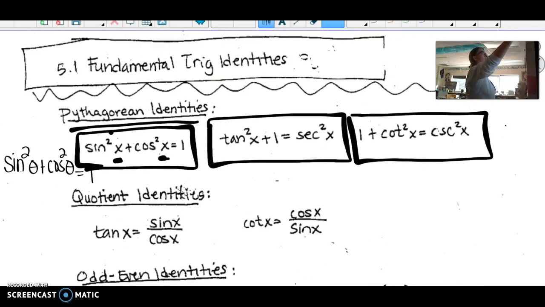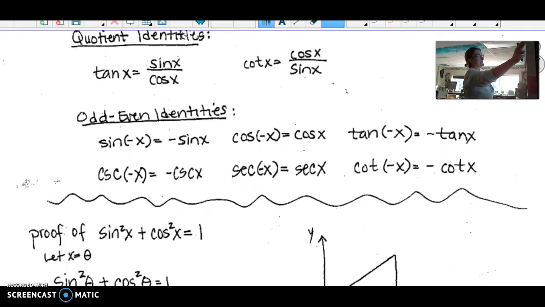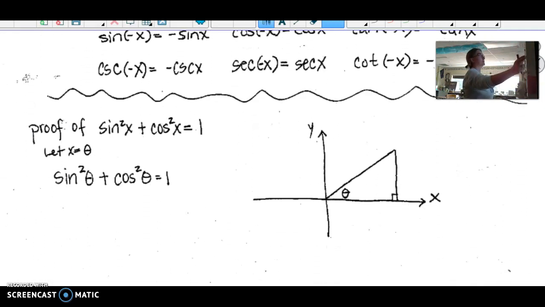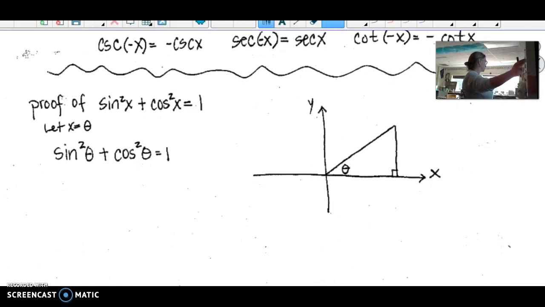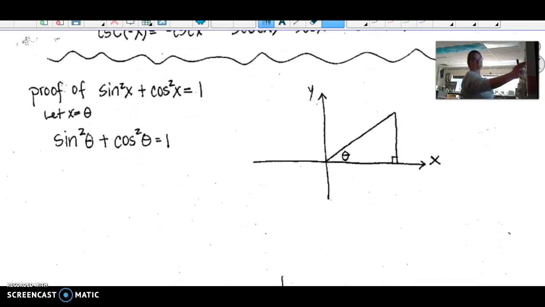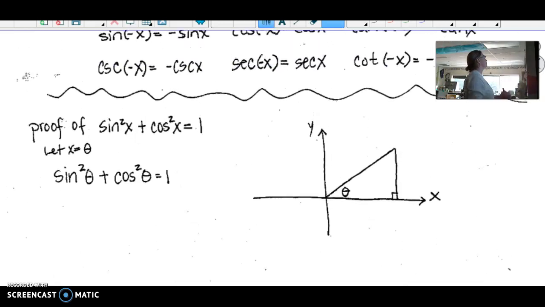Before I do that, we're also going to be looking at the quotient identities, and again, we've looked at those already, so that should look familiar. Odd and even identities, and then we're going to look at something called cofunction identities. They won't all be in this video. I'm going to try to keep these videos short, so that you can focus on the topic that you need help with. Okay, so let's prove this identity right here.